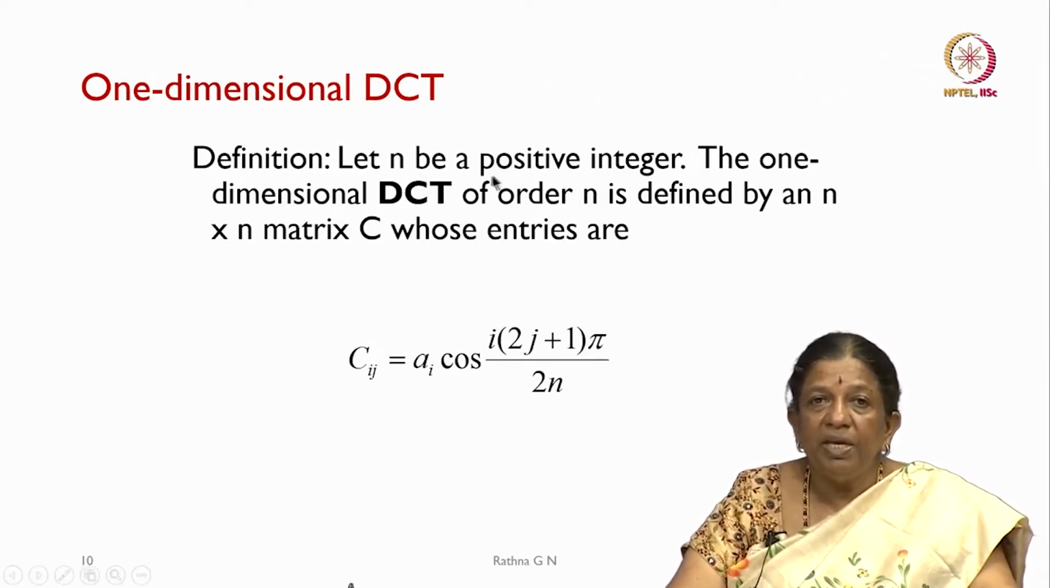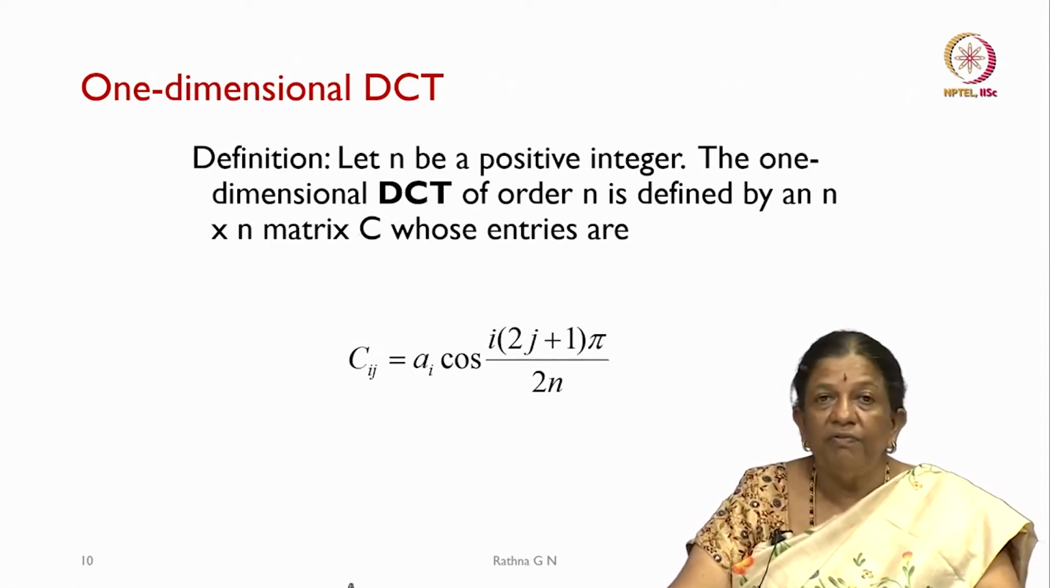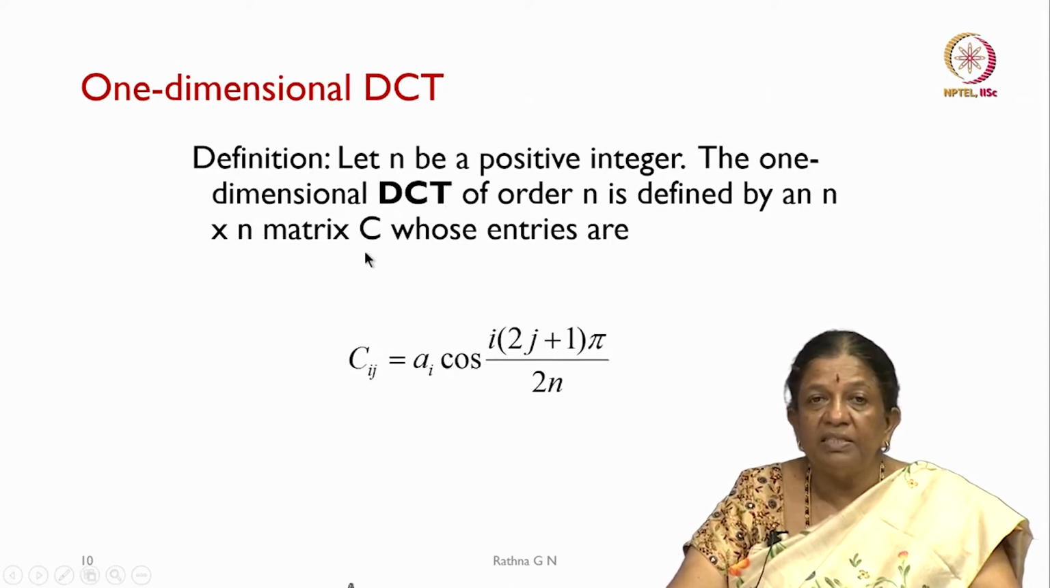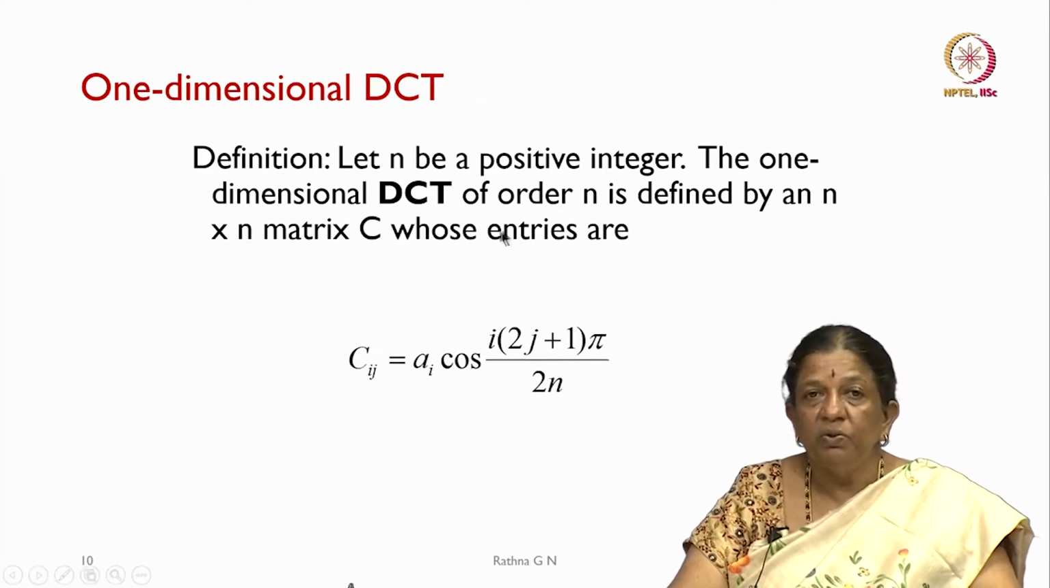So, let n be a positive integer. The one dimensional DCT of order n is defined by an n by n matrix C. We will be using A and C interchangeably, so wherever a C matrix appears, in some of the applications we may call it an A matrix, whose entries are given by C(i,j) equals A(i) into cos of i into (2j plus 1) into pi divided by 2n.